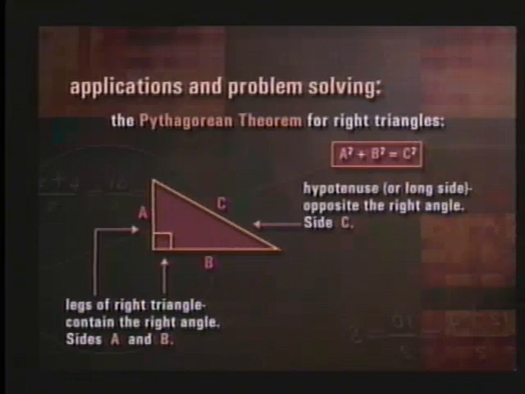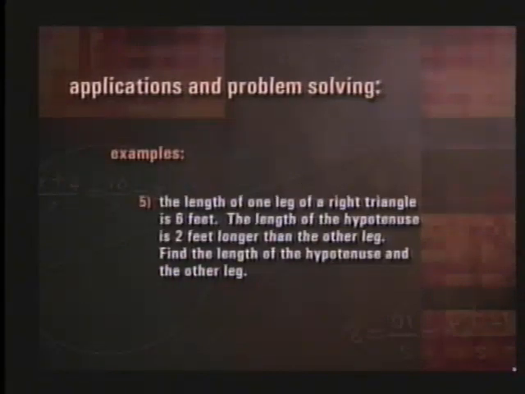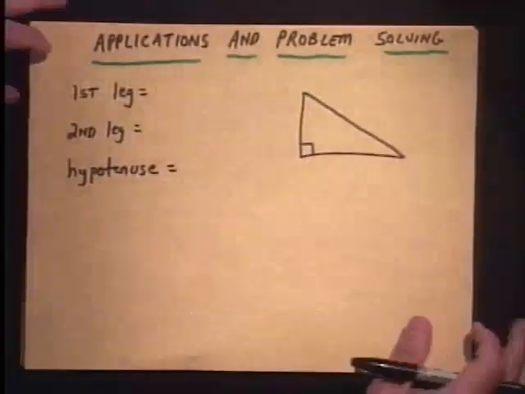And going on with that in mind, let's look at example number 5 here, our last application problem we're going to talk about. And then we'll move on to some more fun stuff. So number 5 is the length of one leg of a right triangle is 6 feet. The length of the hypotenuse is 2 feet longer than the other leg. Find the length of the hypotenuse and the other leg. Okay, so let's go ahead and look at the example on that with the right triangles here.